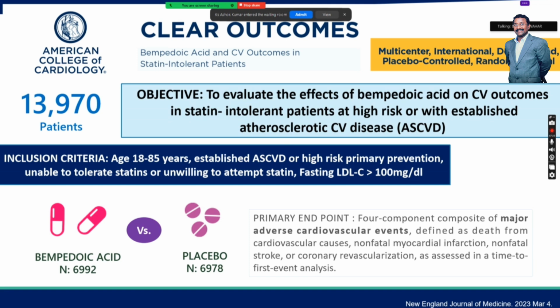So if you start statins, they are intolerant to the statins. What to do? Now you got the answer. The drug bempedoic acid is available right now in the market at 180 milligrams dosage. So you have to use this drug. That is the study of the American College of Cardiology, nearly 14,000 patients.